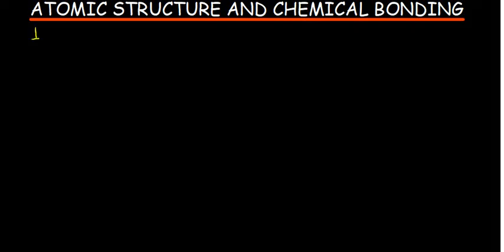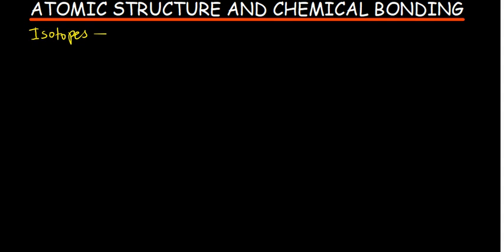Okay, so continuing here with atomic structure and chemical bonding. We are now going to look at isotopes. What are isotopes? What's a definition, or what can we say isotopes are?